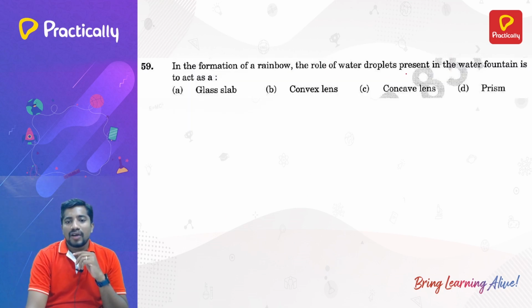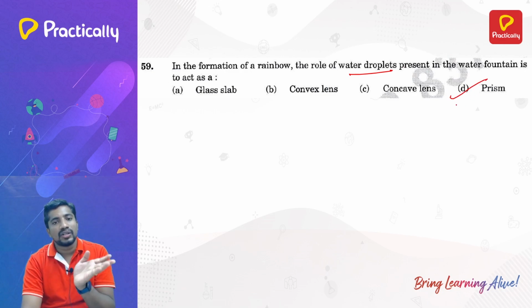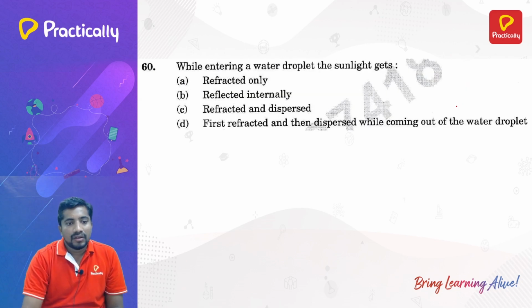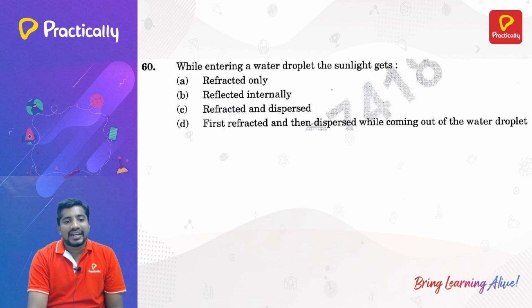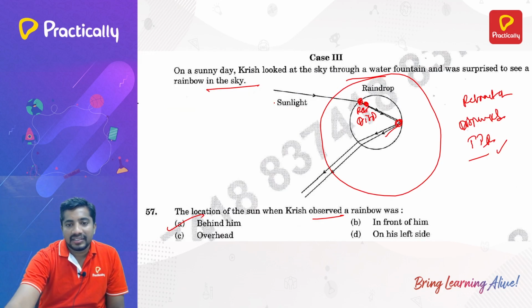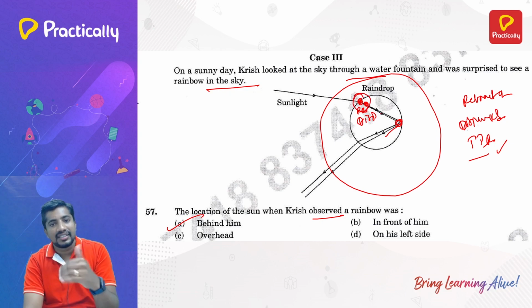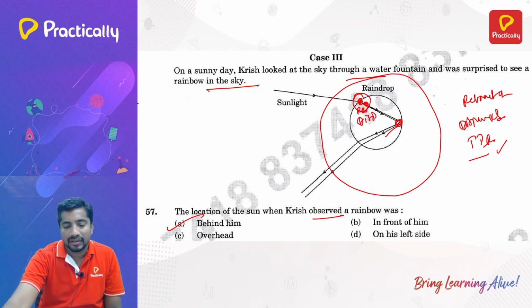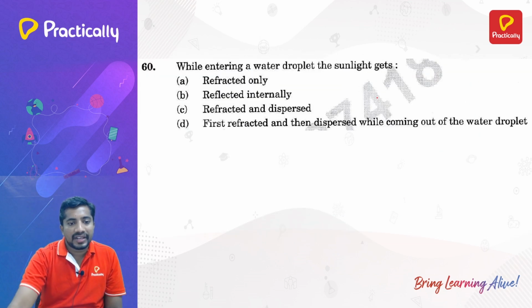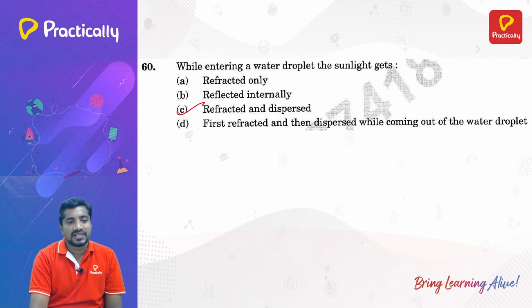Formation of rainbow, the role of the water droplet present. Here it acts like a prism, because in a prism we have seen how white light splits into 7 constituent colors. While entering the water droplet, see in the beginning in this diagram, by the time it is entering, it undergoes refraction, and at the same time the dispersion phenomenon also happens. So we can say that light is refracted and dispersed.